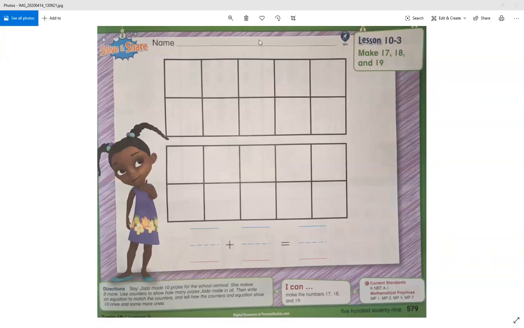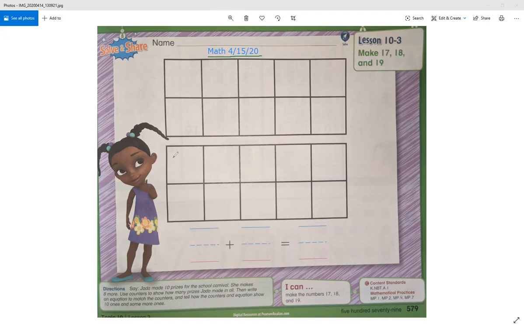At the top of your paper, you're going to put math and then today's date. I'll go ahead and show you how I want it. Math and then 4/15/20 is today's date. So that should be at the top of your paper. Math, 4/15/20. So let's make sure you have that at the top of your paper.